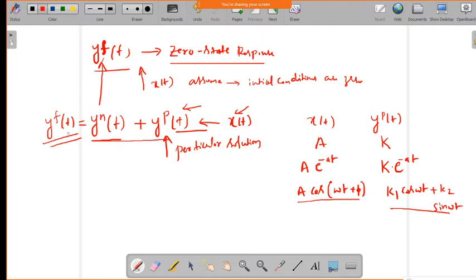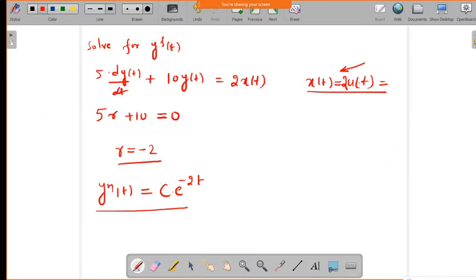Now we need to find the particular solution. You can see the particular input is a constant term. If we take u of t, it is a constant 1, so this will give a constant which is k. So we can assume the particular solution y p of t is of the form k. Now substitute this k in the differential equation: d by dt of k, plus 10 into k, which is equal to 2.